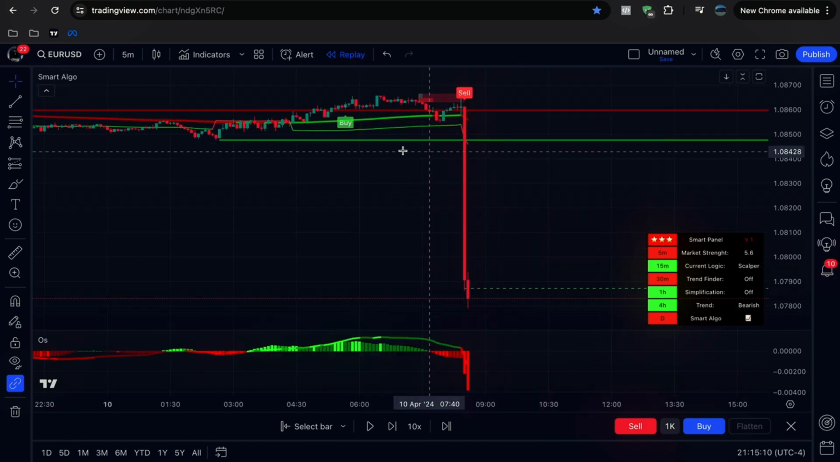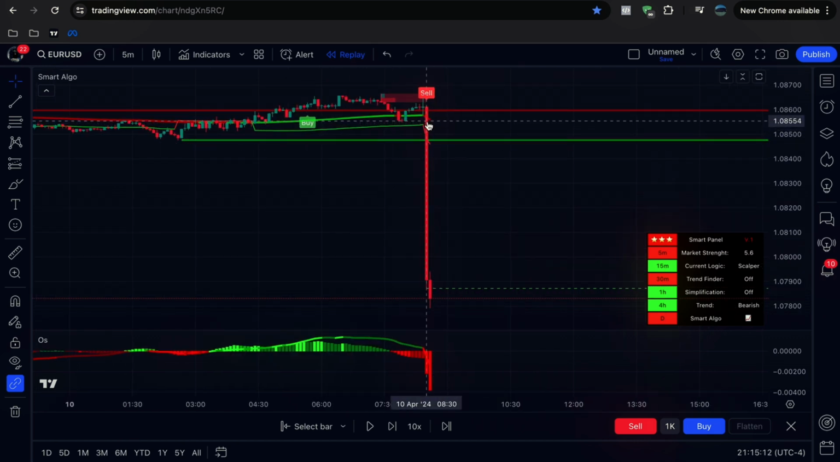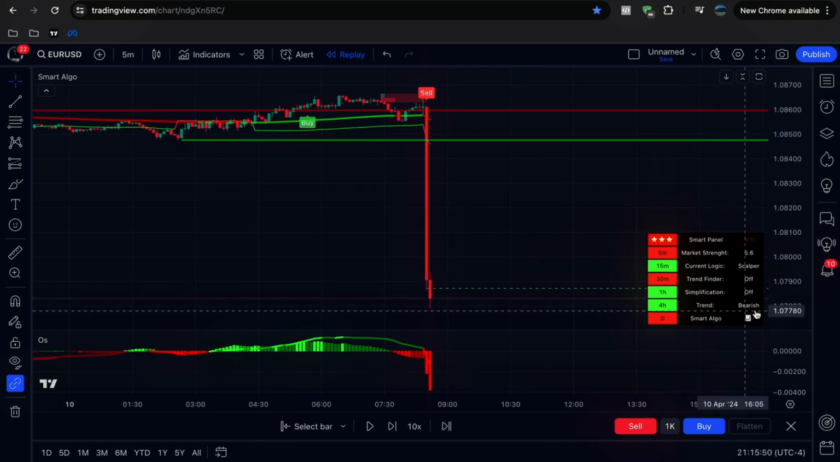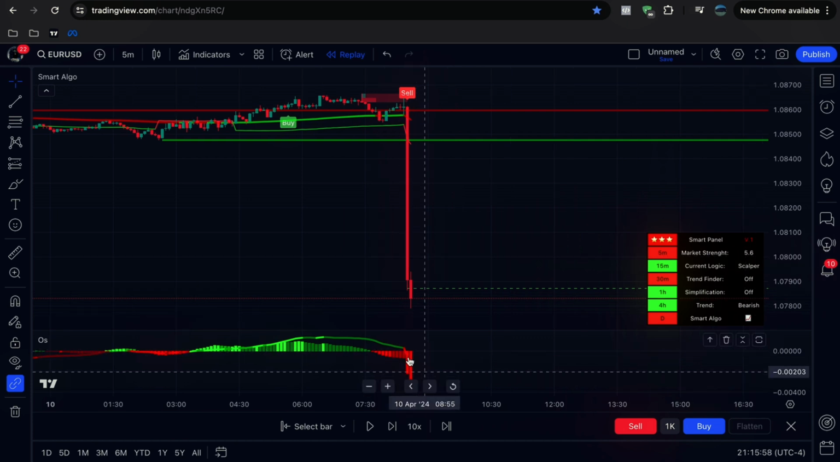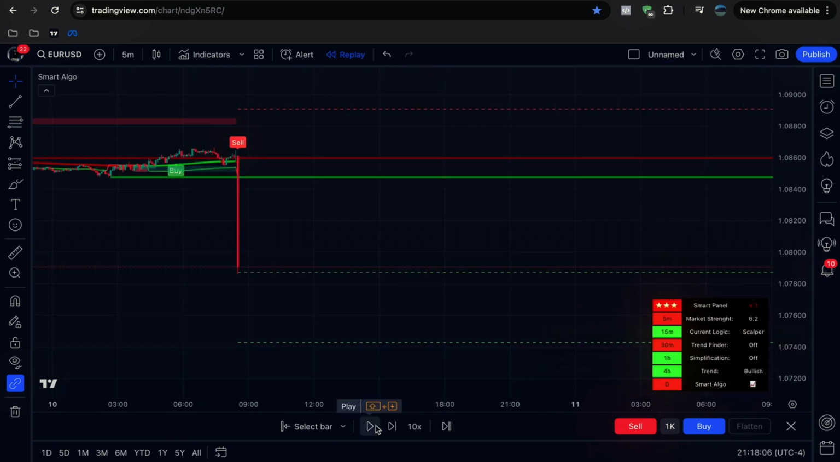So as you can see, guys, this is a pretty crazy candle we got here. We got our sell signal right over here, and we're testing this bearish order block right over here. We completely broke that support level. Guys, the trend is bearish right over here, and the market strength is extremely low, guys. The oscillator is showing a lot of selling pressure. So let's let this trade play out, guys, and see what happens.